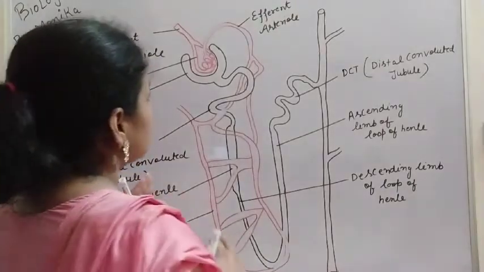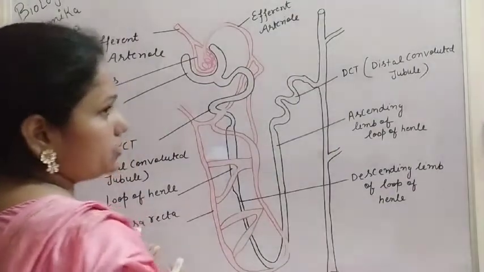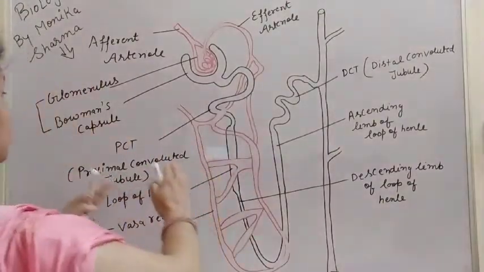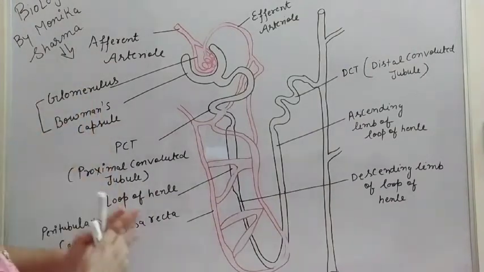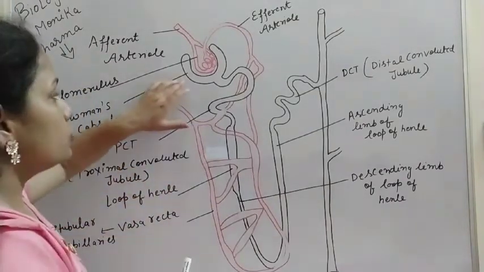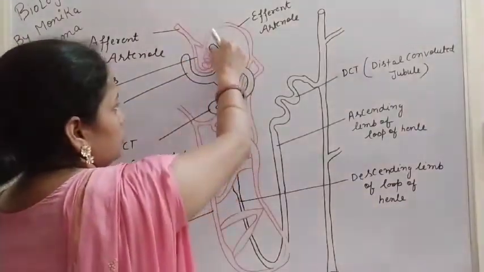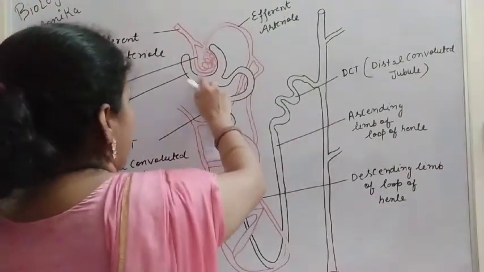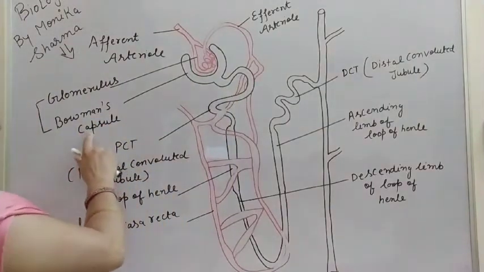So the nephron consists of the renal corpuscles and the renal tubule, and the renal corpuscles has two parts. First is the Bowman capsule and second is the glomerulus. So let us understand. Firstly you can see here this tube like structure, that double walled structure, and it is cup shaped, so it is known as Bowman capsule.